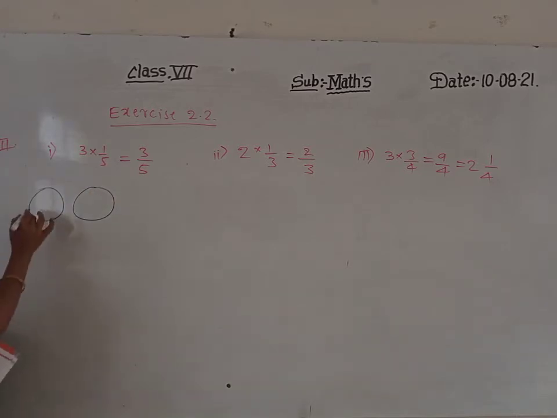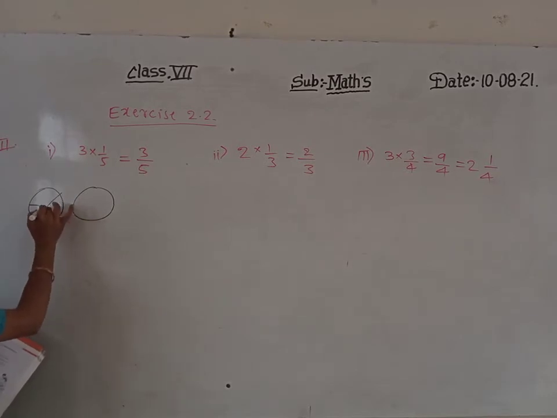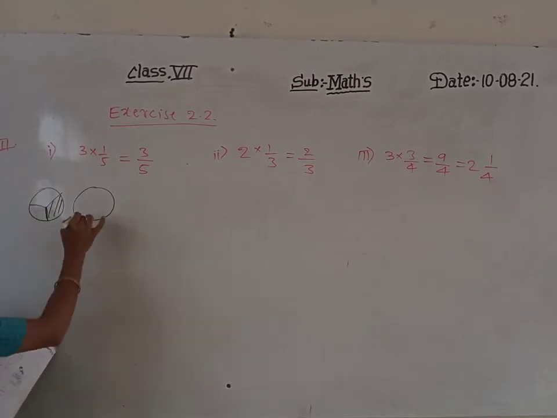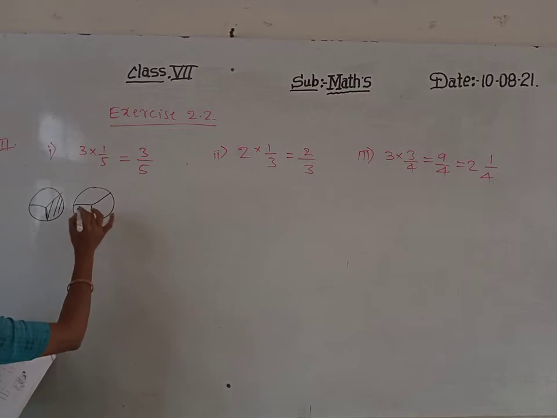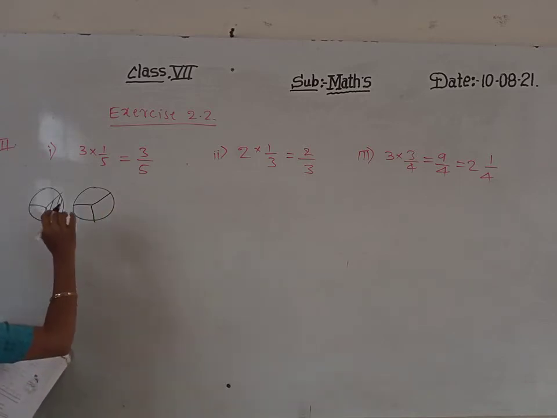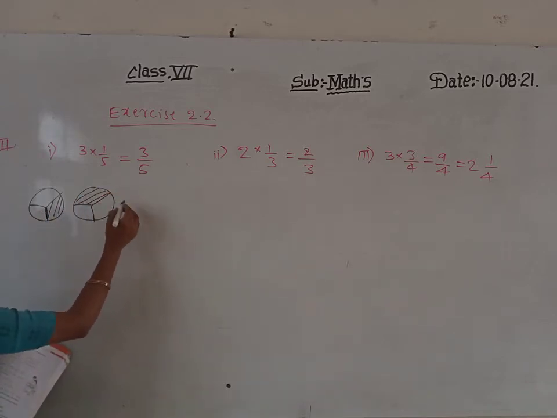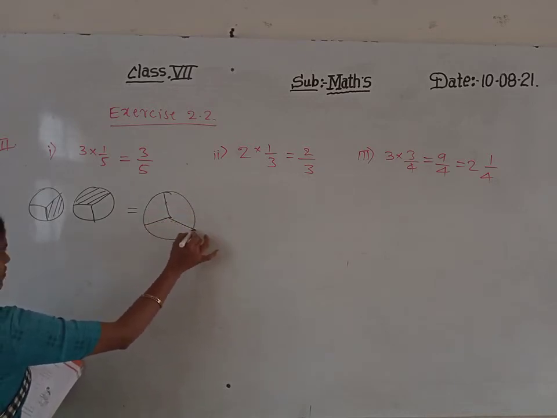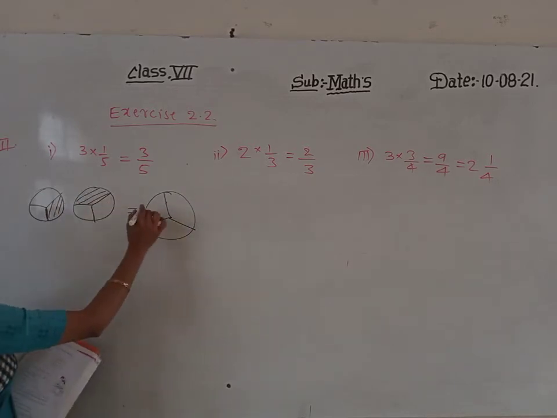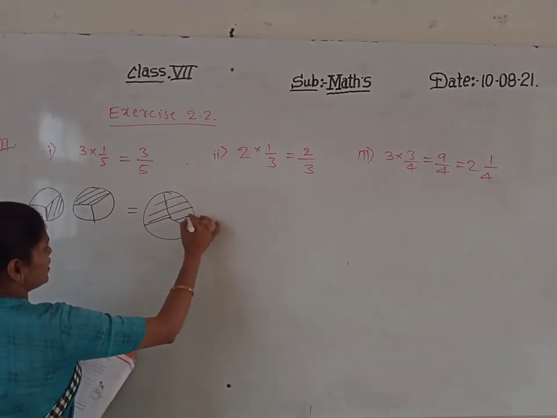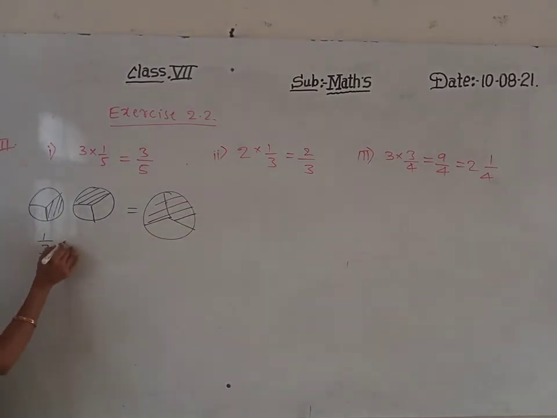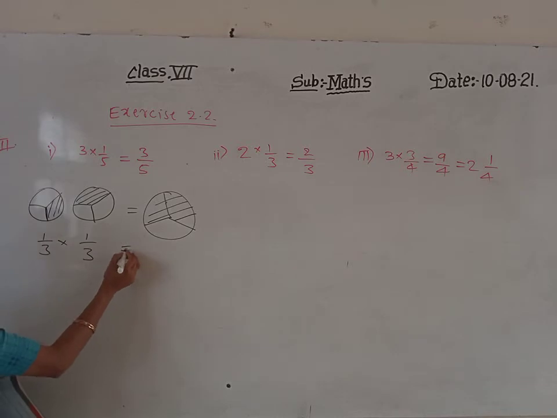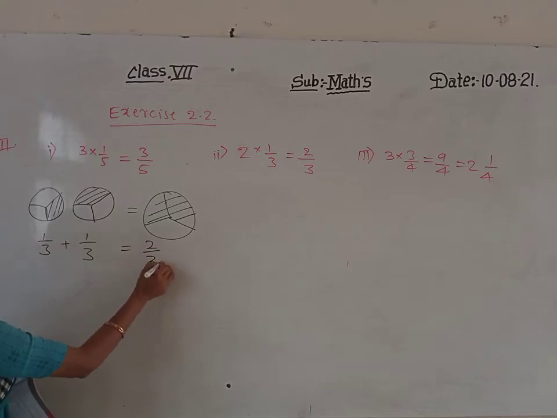Okay. There are 3 equal parts. Out of 3 equal parts, one part is shaded. Here also there are 3 equal parts. Out of 3 equal parts, only one is shaded. Together these two, how can you write? In a ring, there are 3 equal parts. From this one, we will shade 2 parts. So it gives 1 by 3, 1 by 3. Together these two, we are adding these two. 1 by 3 plus 1 by 3 becomes what? 2 by 3 is left.